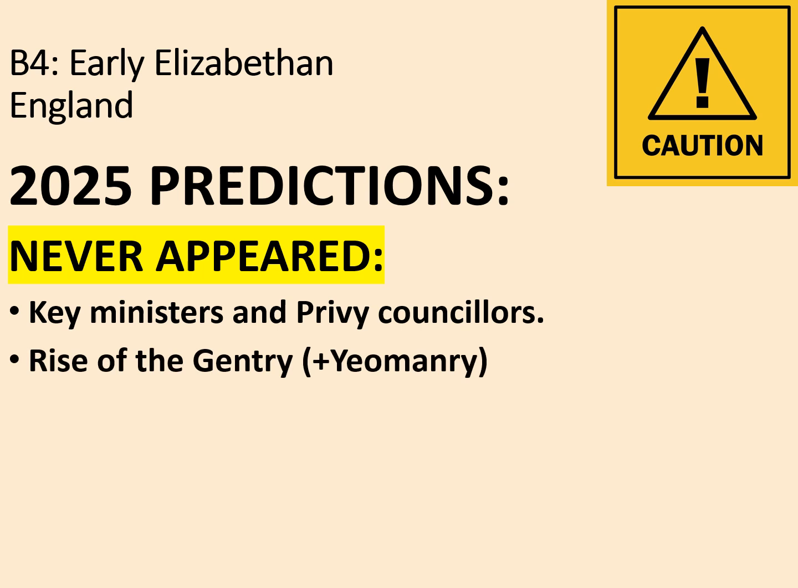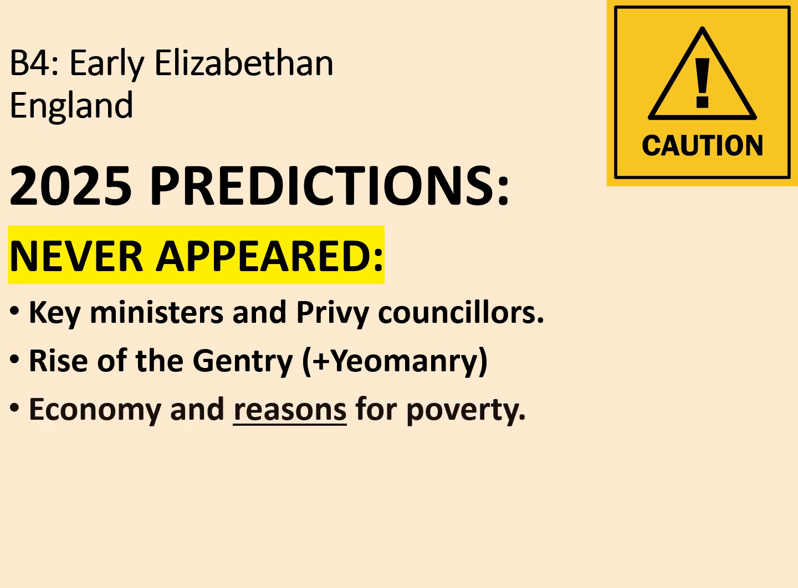Nor has the rise of the gentry, which is rather smaller, and that includes the yeomanry as well as a rising social class. So anything to do with Elizabethan social class and social structure, both in the countryside and in towns, is likely to be good revision this year. That's just a prediction. Economy and the reasons for poverty has never come up. Poverty as a more general topic has come up, but the specific reasons behind it, which would make a good 12-mark question, explaining the reasons for poverty, that's not come up yet. Maybe this year it will.